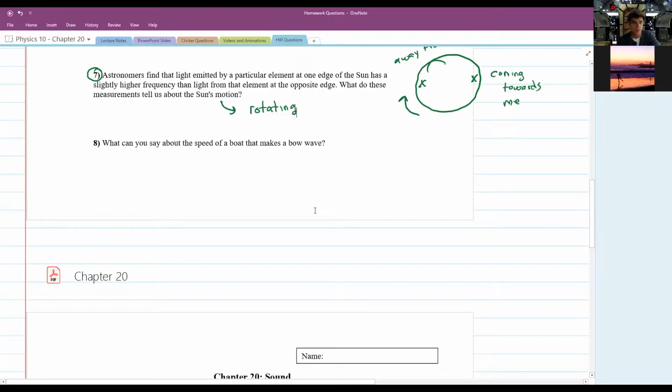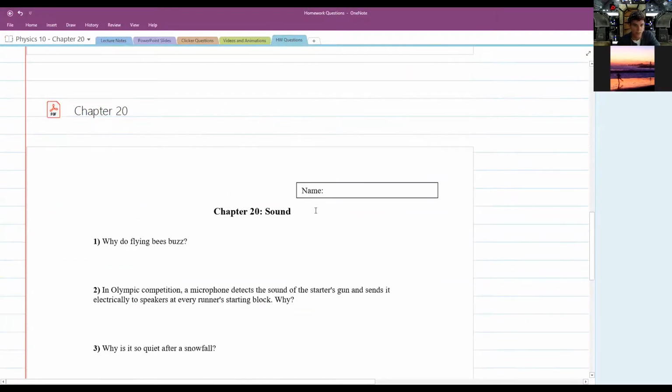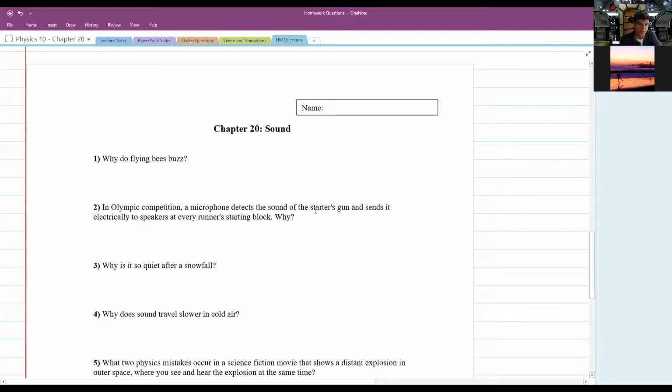All right, a couple more I'll answer. Let's look at chapter 20. This one's kind of a cool one. In Olympic competition, a microphone detects the sound of a starter's gun and sends it electrically to speakers at every runner's block. Why? Well, in Olympics, the difference between a gold medal and a bronze medal or a silver medal is often 1/100 of a second or less.